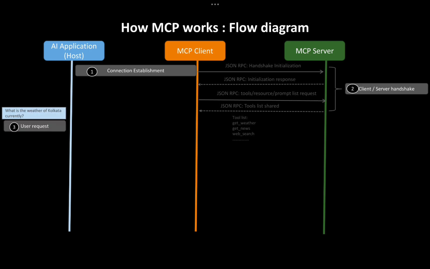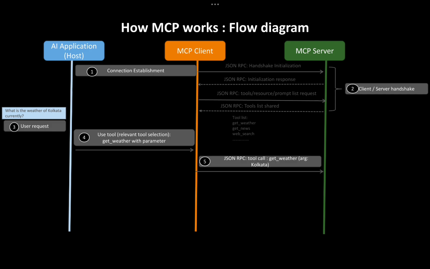Then the user will ask a question. For this example, I'm giving a question like, what is the weather of Kolkata currently. Once the user request is sent to the AI application, the LLM will select the correct tool. It will select the relevant tool for this question, get weather, with the parameters, and then that information will be sent to the client, and the client will be asked to do a tool call with the particular tool with the specific arguments, right?